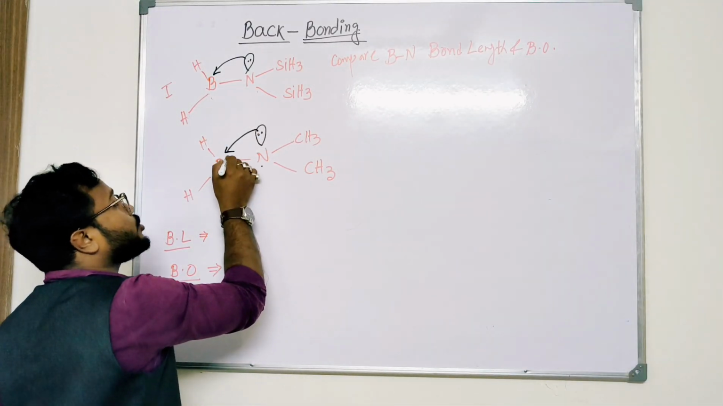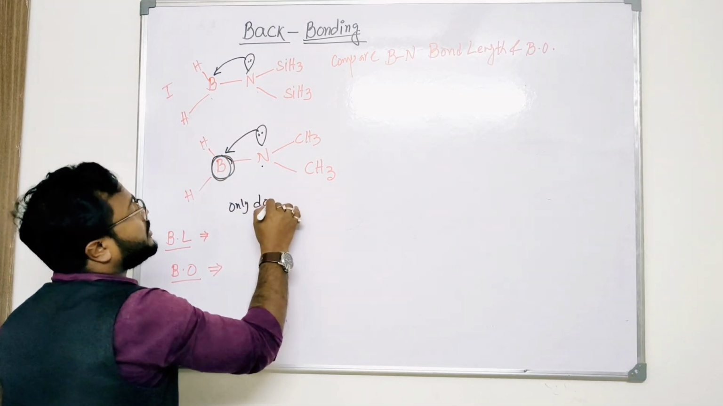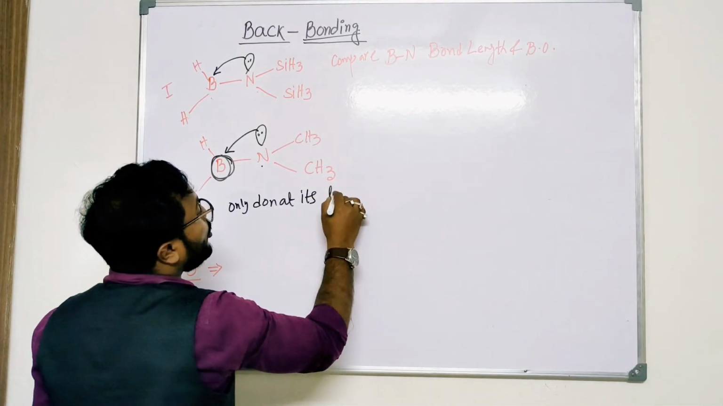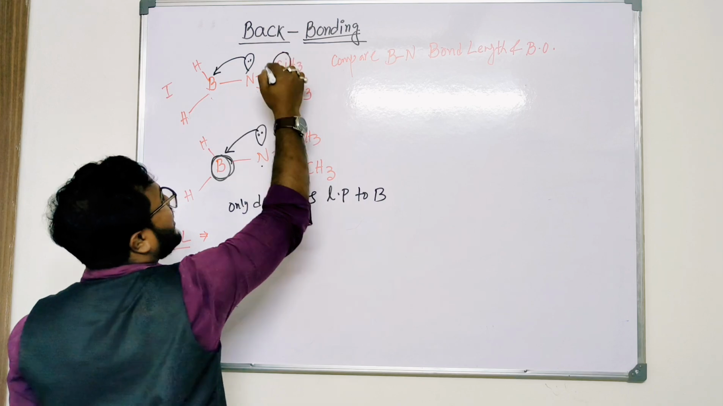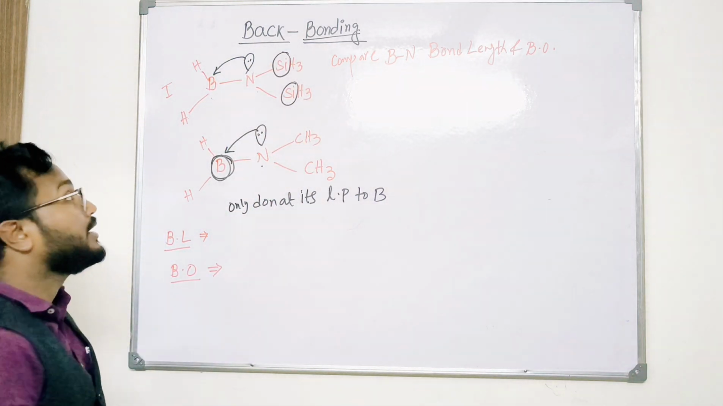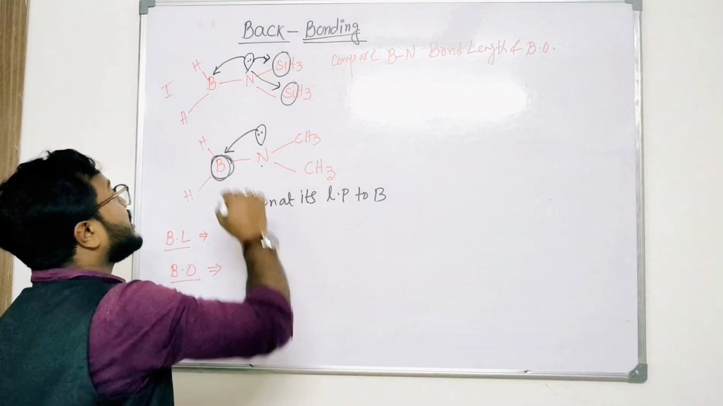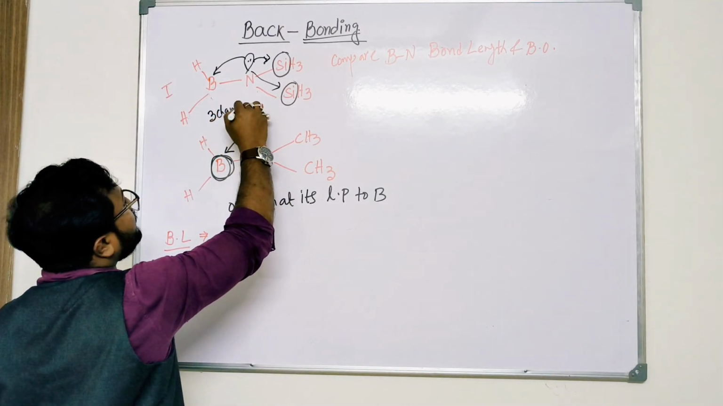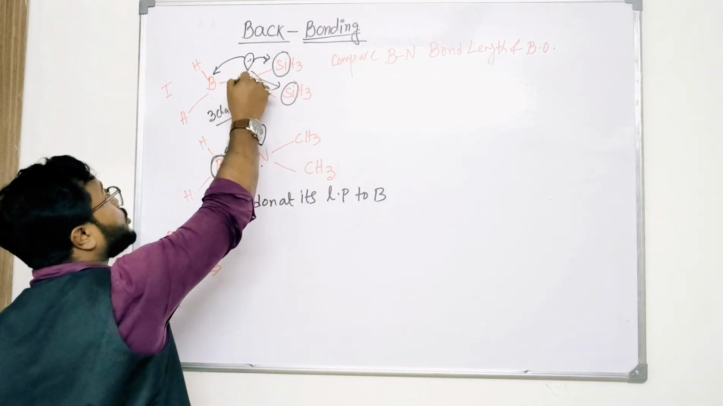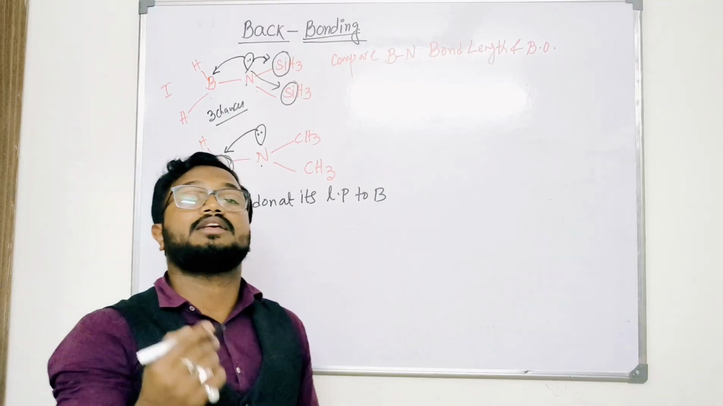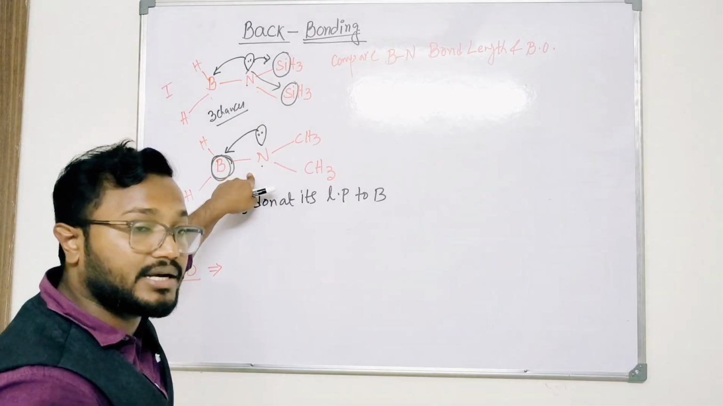In this case, there is only one option, that is B. It can only donate its lone pair to B. But in the other case, silicon has vacant d orbitals, another silicon has vacant d orbitals. It has one chance, two chances, another one, three chances. So it has three chances to make a bond and three chances to share its lone pair. So this nitrogen is confused about whom it is going to make back bonding with. As a result, back bonding is less effective in this case.